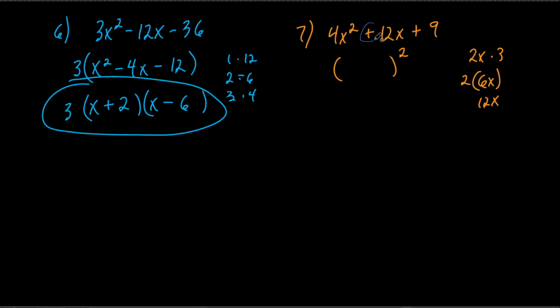Everything's positive, but you always look at this sign right here. That sign is going to go right here. And what's being squared to give you 4x squared? 2x. What's being squared to give you 9? 3. That's all you got to do. It's that easy. All right.